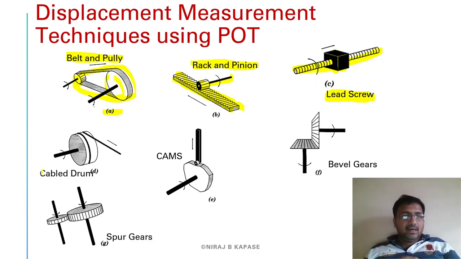Next is cable drum. So a drum is attached with a cable. Here it is having a drum, and this drum is fixed with the pot. So whenever the cable takes displacement, the drum rotates, and due to the drum, the potentiometer rotates, and we are going to measure again the displacement using a cable drum method.